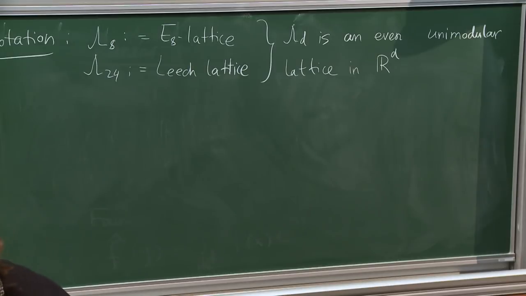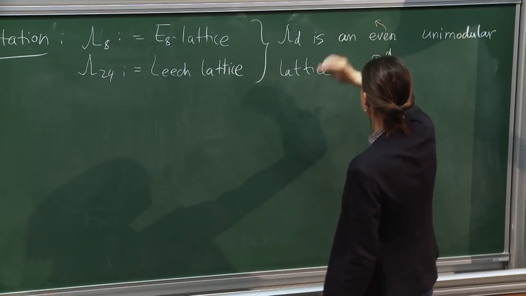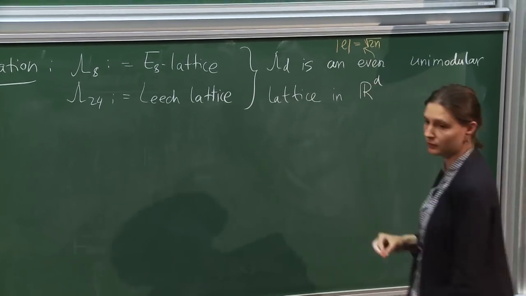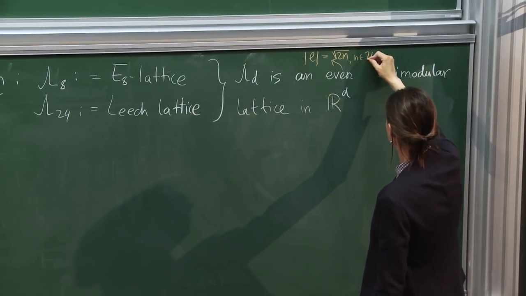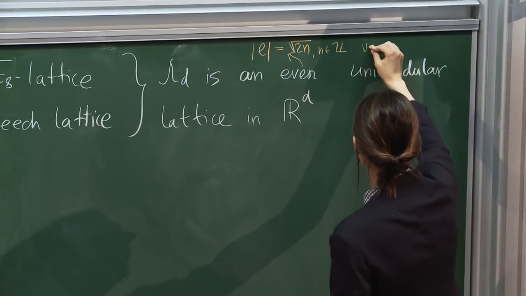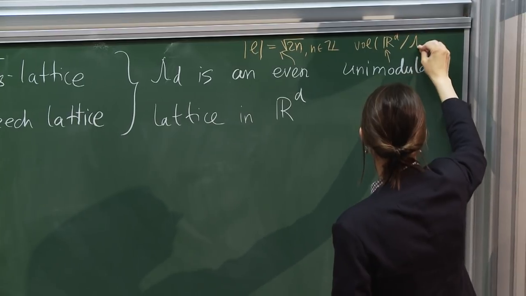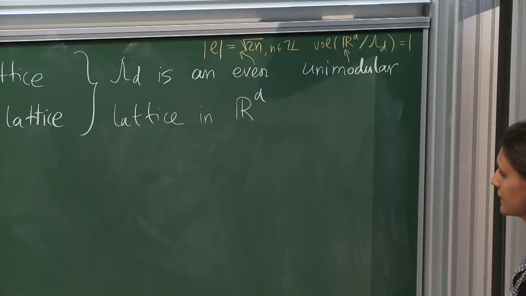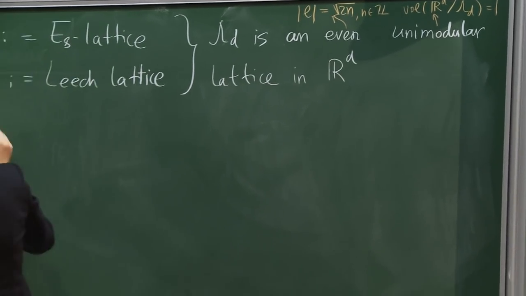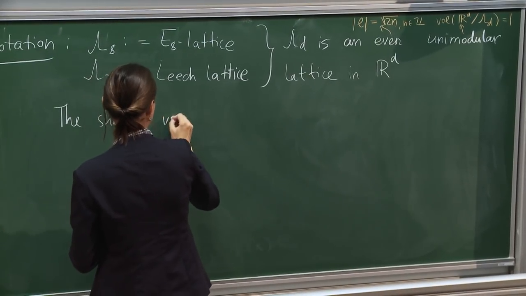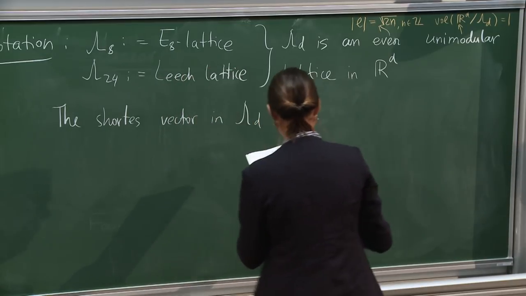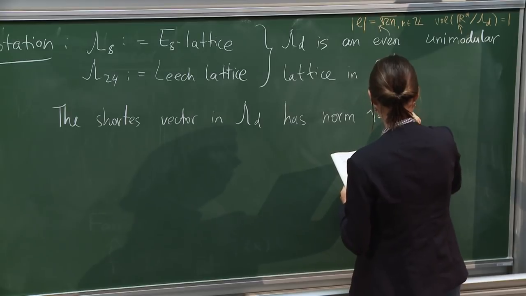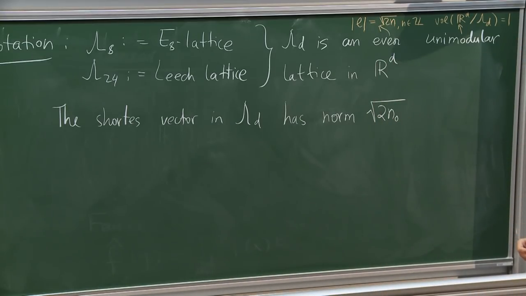And so even means that if we take any vector l in this lattice, then its Euclidean norm will be the square root of an even integer. And unimodular means that the covolume of the lattice is 1. And also one important fact is that the shortest non-zero vector in lambda d has Euclidean norm square root of 2 n_0, where n_0 is like in the formulation of our interpolation formula.